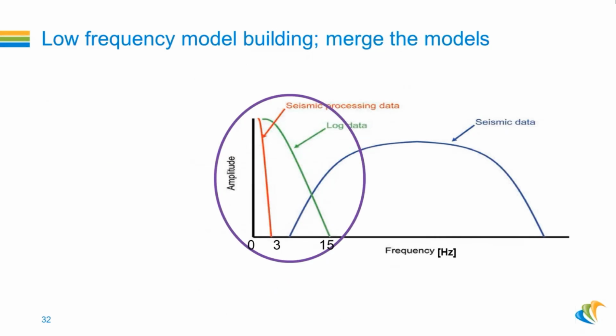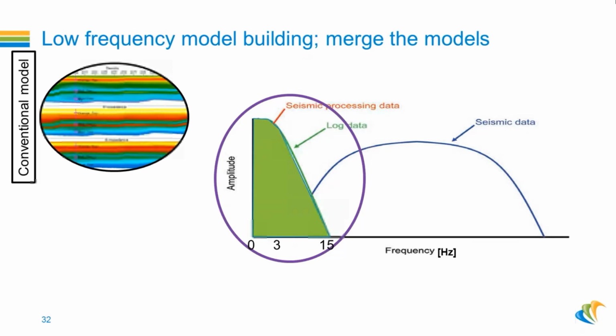So now we have 2 sets of low frequency data: the velocity data, the seismic processing velocity, which are valid up to about 2 or 3 hertz, and then the well log data, which is valid up to the lower seismic frequency, and then the last part is coming from the inversion, the seismic data information, which fills in the higher frequencies.